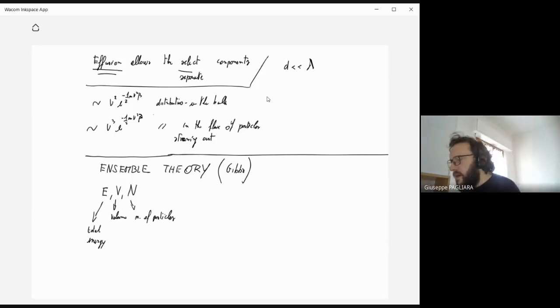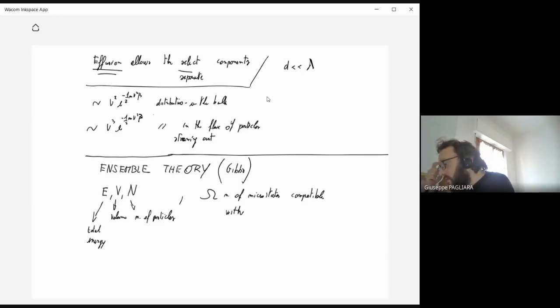Now, those are variables which are macroscopic: the total energy, total volume, and total number of particles. Suppose that omega is the number of microstates compatible with having a system with fixed energy, fixed volume, and fixed number of particles. Okay, compatible with E, V, and N fixed.